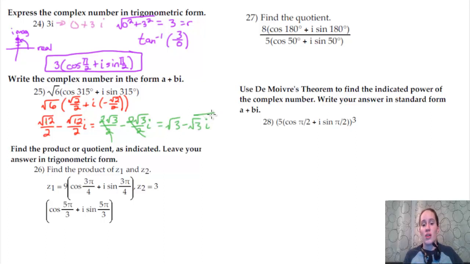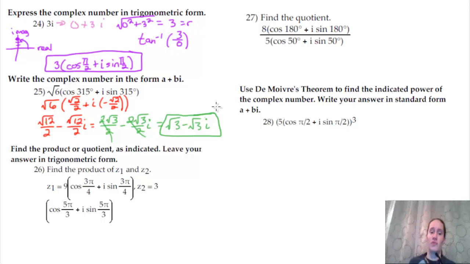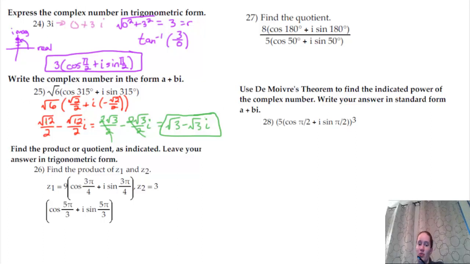Remember that those are not like terms. We can't add those together or try to say this cancels out and is just 0. That doesn't even make sense for what we started with to just end up being 0. So remember that. Those are not like terms. Sorry. Okay.